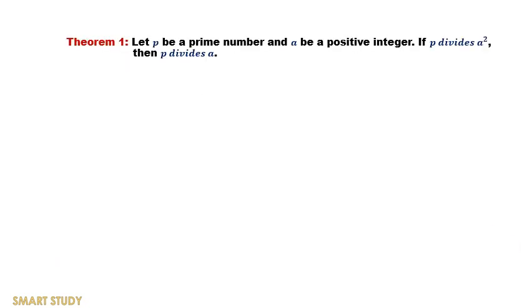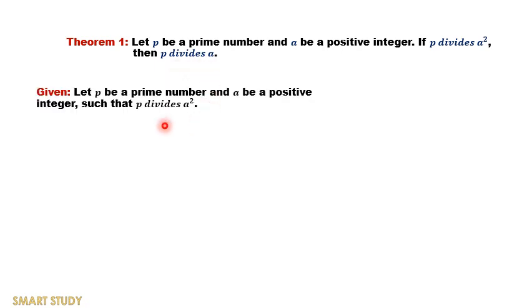Okay students, now we'll see one theorem. Let p be a prime number and a be a positive integer. If p divides a square, then p divides a. So means here one prime number p is dividing a square, then the same prime number divides a also. So that we need to prove here.